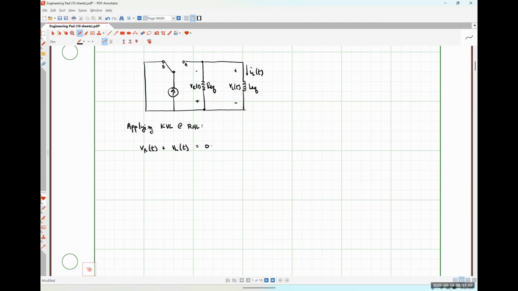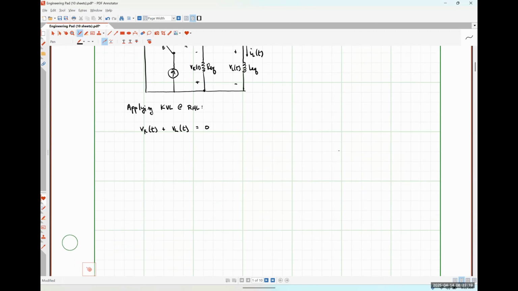I can express both of those voltages in terms of my inductor current, IL. So for the voltage drop across the resistor, that's just Ohm's law, right? So that's going to look like REQ times IL of t. And then for my inductor voltage, that's going to look like LEQ times the derivative of IL with respect to time. And this will be equal to 0.